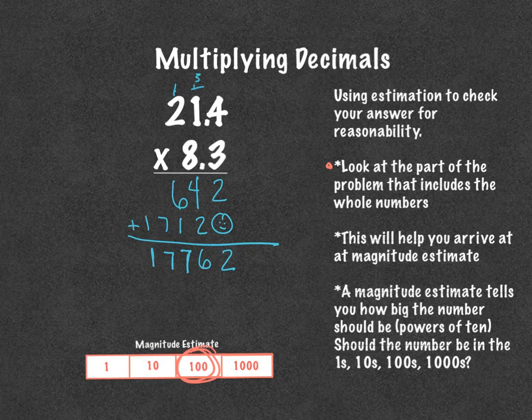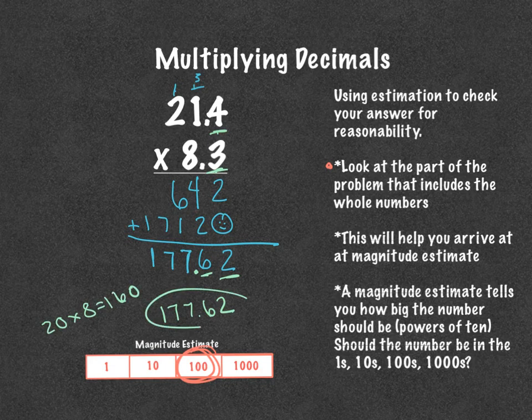Okay, so right now we have 17,762. But if we look at our magnitude estimate, this would even be the 10,000s, which is way over here, right? So that's not right. We know that isn't going to help us because that's not our magnitude estimate. Because we haven't placed our decimal yet, right? So we have 2 places behind the decimal, which means we need 2 places behind the decimal. And so our final answer here is 177 and 62 hundredths, which is pretty close to that first estimate we had, which was 160. So in that case, our magnitude estimate helped us out.